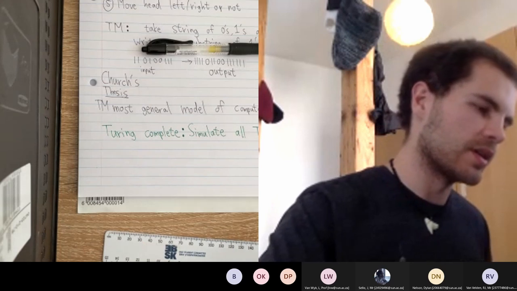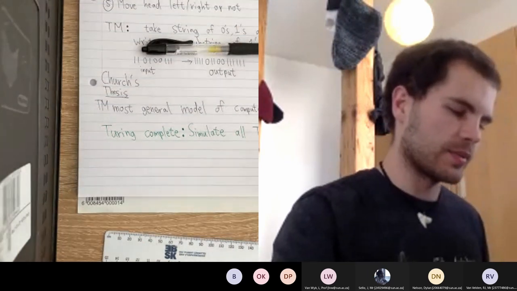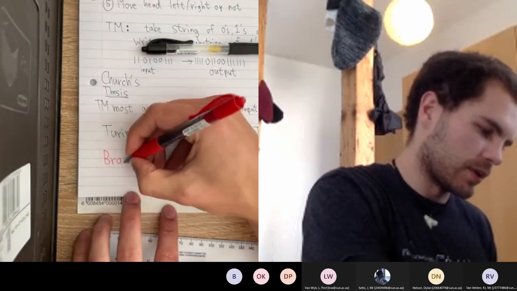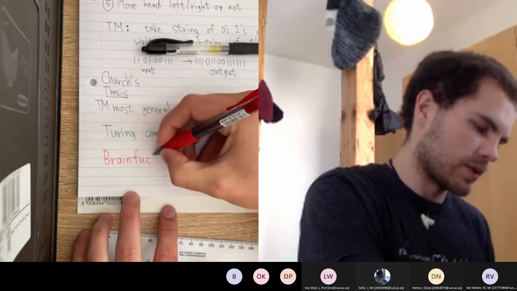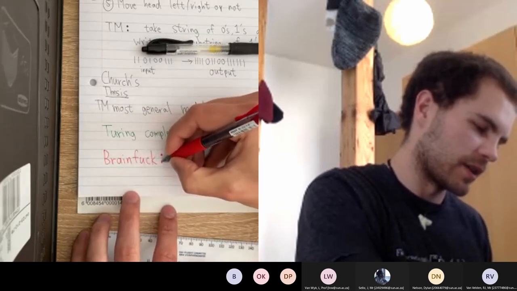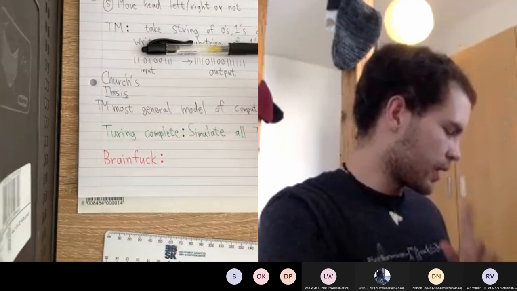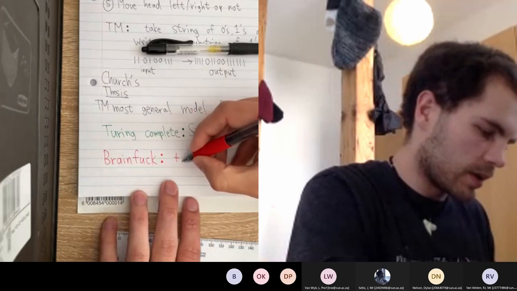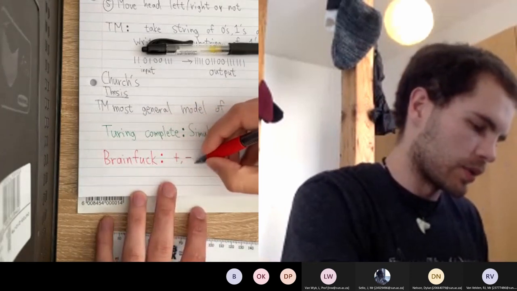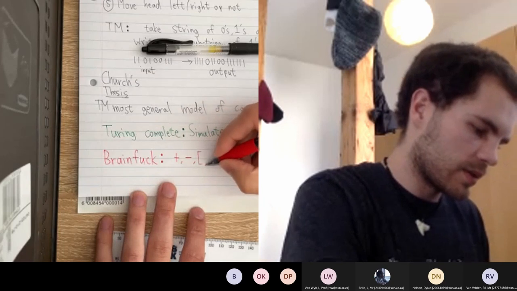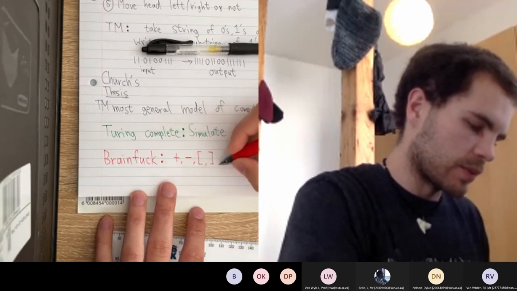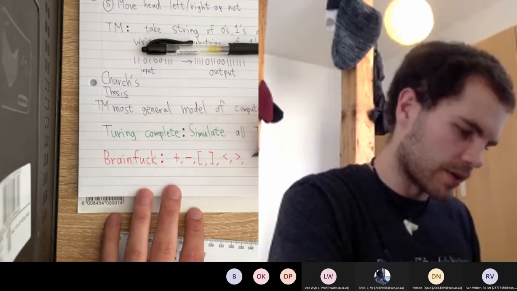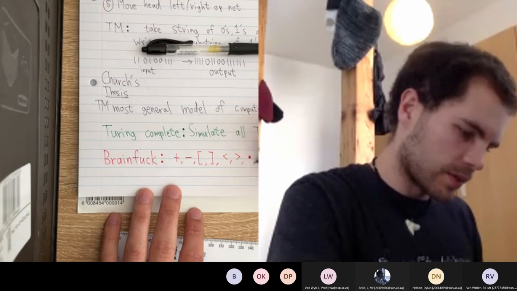And I thought I'd mention, I won't say it out, but there is a programming language with a particular name, which I won't say, but you can read it yourself. I did not think of the name. All the characters which you can input are plus, minus, open bracket, close bracket, smaller than, bigger than, full stop, and comma.